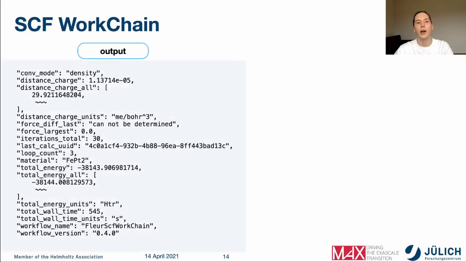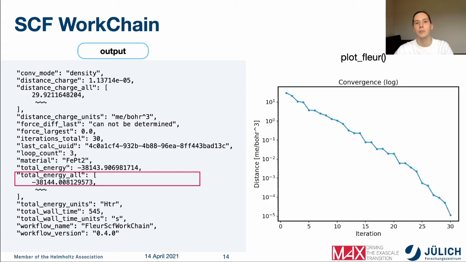Now, let's have a look at how the output looks. The output of the self-consistent WorkChain has important parameters, such as how the charge distance was developing during our iterations, what the total energy of the final converged structure is, and how the total energy developed during the iterations. All of this data can be used to make nice plots using the special plot_fleur method implemented in AiiDA Fleur.